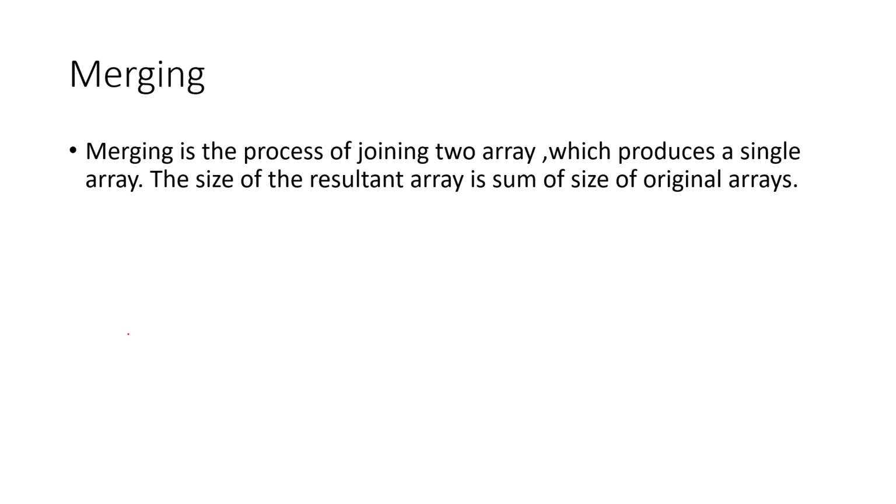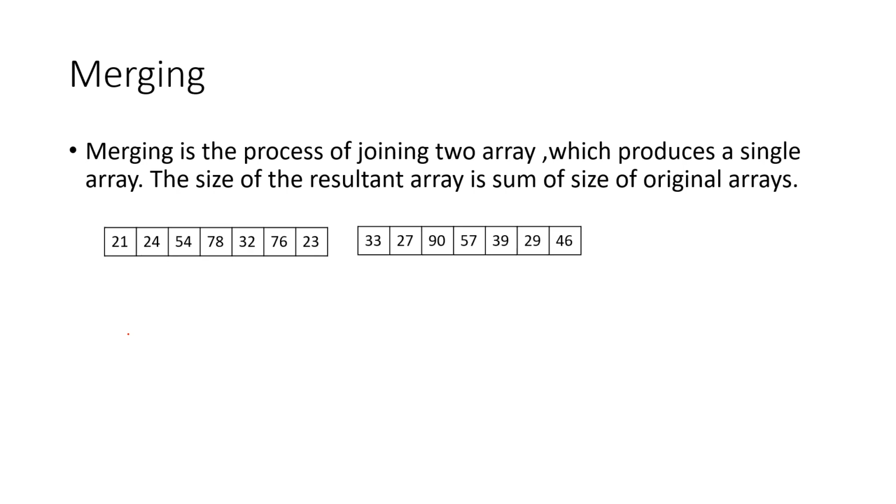The next very simple one, merging. This is a process of joining two arrays. Once you merge or concatenate two arrays, the size of the resultant array is the sum of the size of the original arrays.